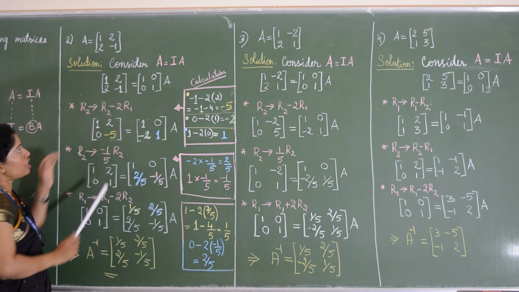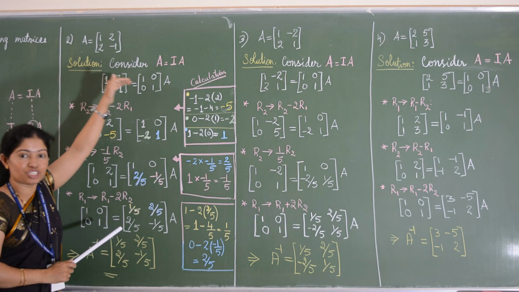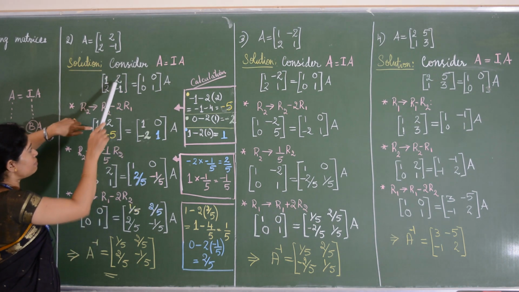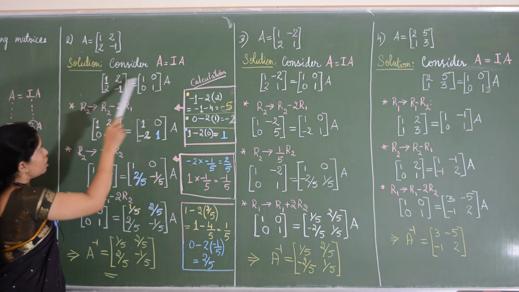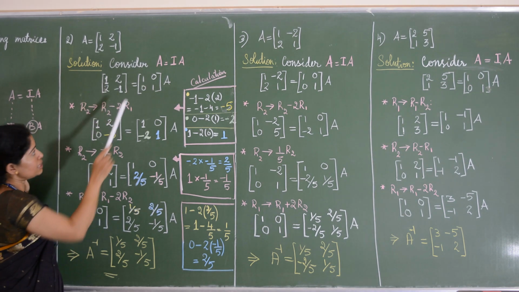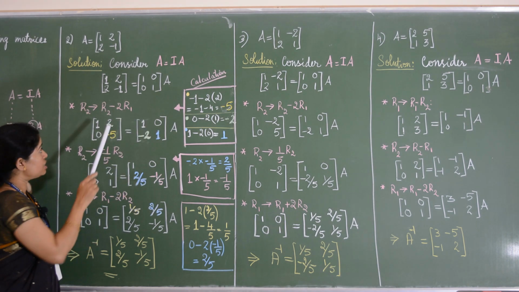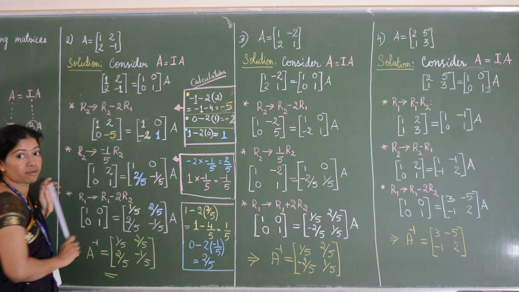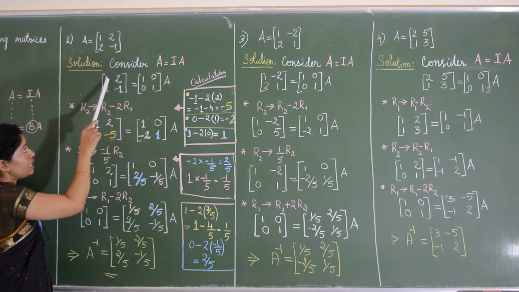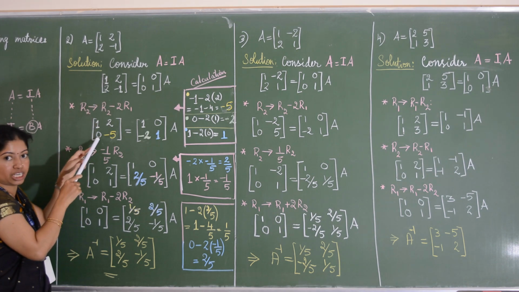As we are not applying the elementary operation to the first row, write the elements as it is. So here also 1, 2, copy as it is. Here the first row elements, copy as it is. Now changes will happen in the elements of the second row. This became 0: 2 minus 2, 0 we got.